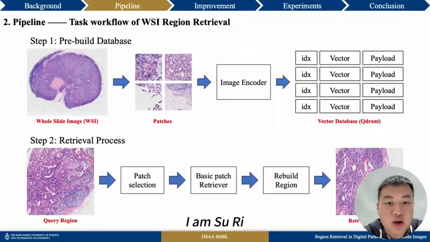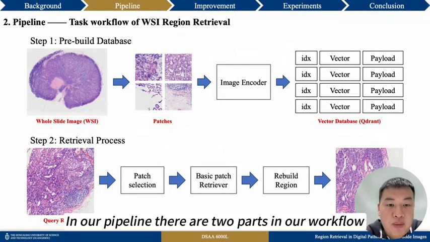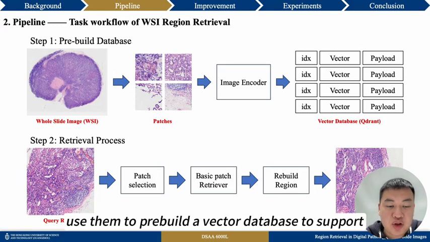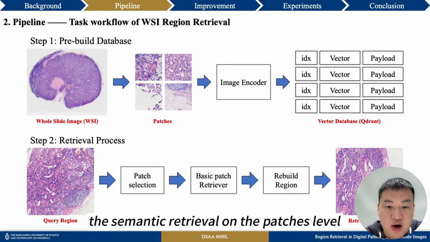So I'm Su and I will introduce our pipeline and the improvement of WSI region retrieval. In our pipeline, there are 2 parts in our workflow. In the first part, for the WSIs that we have, we will slice the WSI into patches and use them to pre-build a vector database to support the semantic retrieval on the patch level.